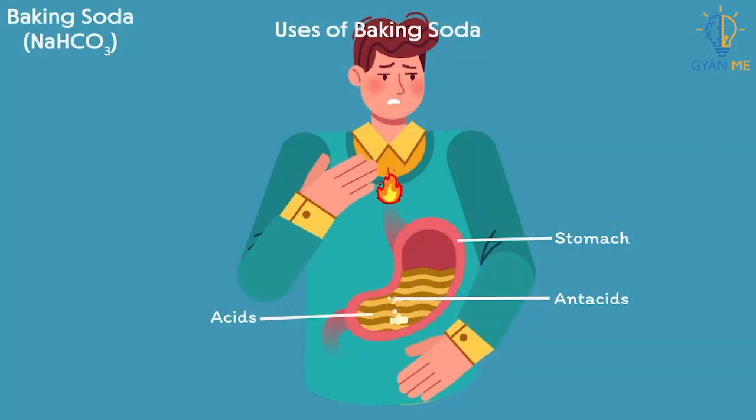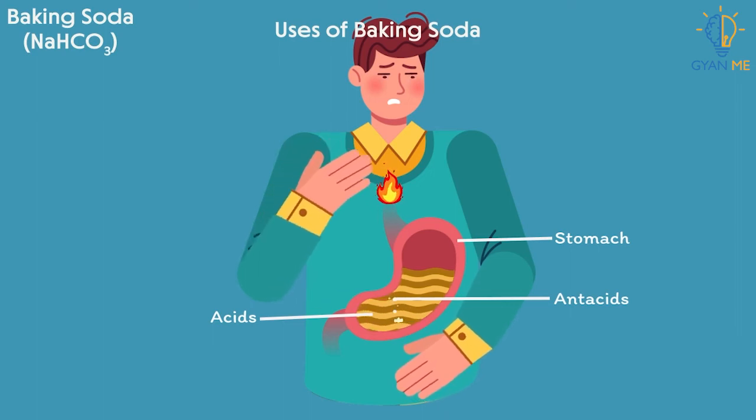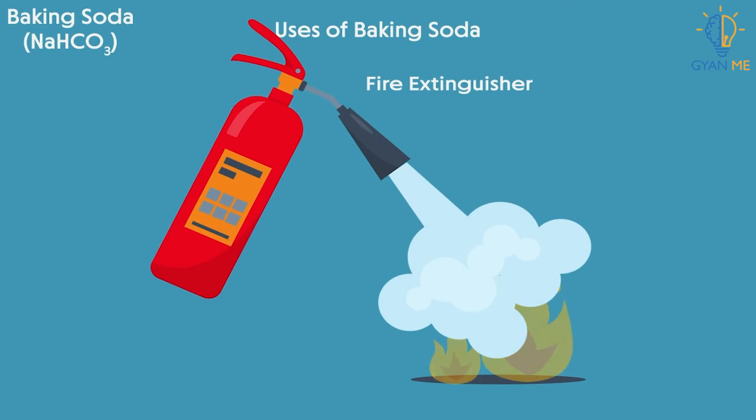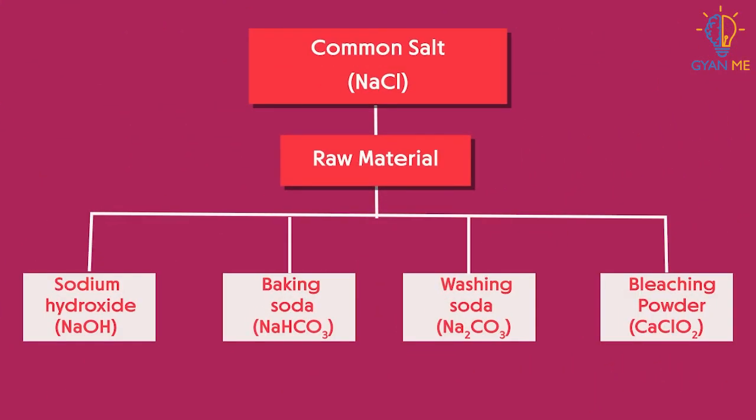Baking soda or sodium bicarbonate is also an ingredient in antacids. As it is alkaline, it neutralizes excess acid in the stomach and provides relief. It is also used as soda acid fire extinguisher. The other use of sodium chloride is in production of washing soda.